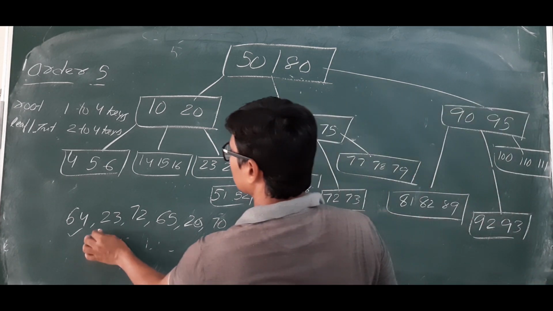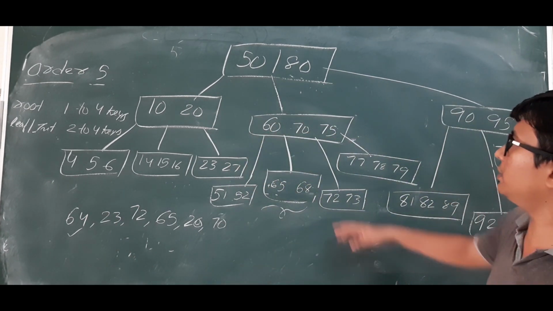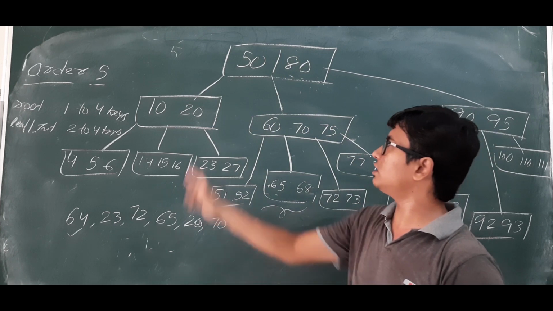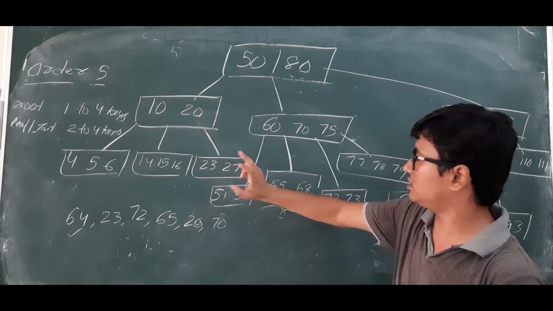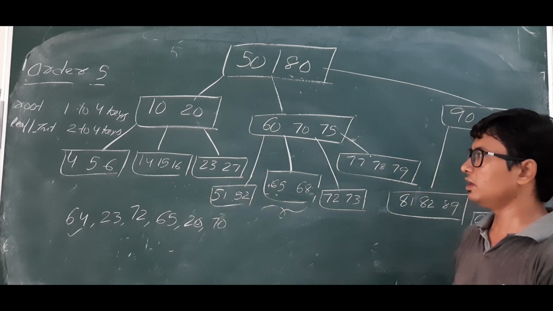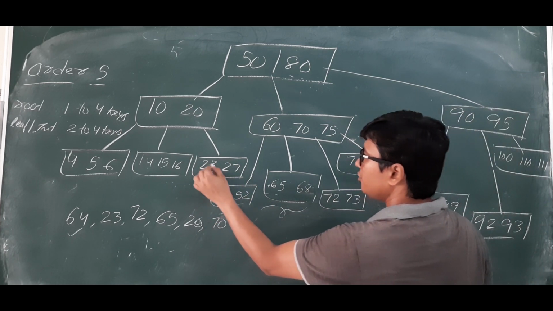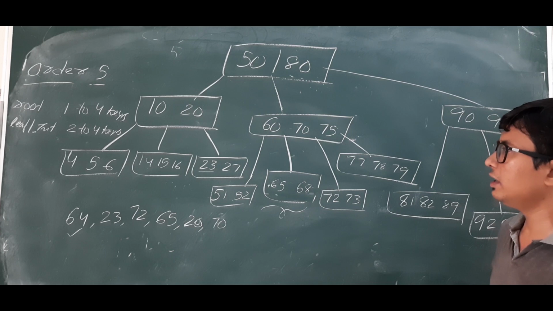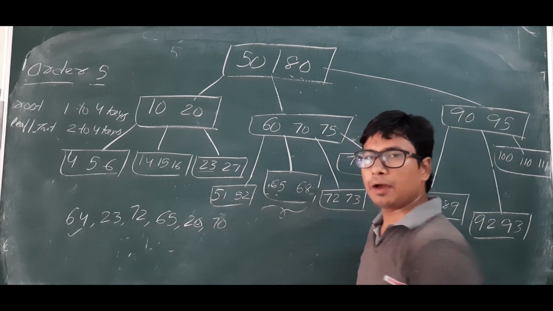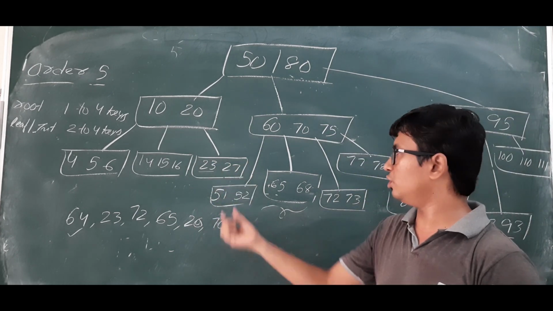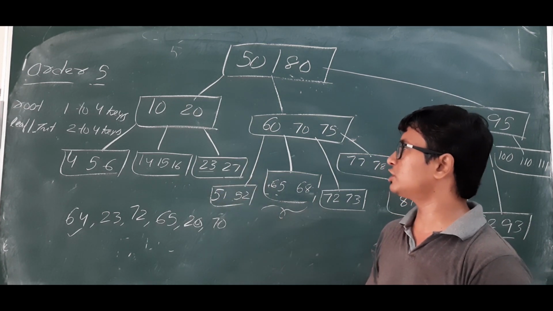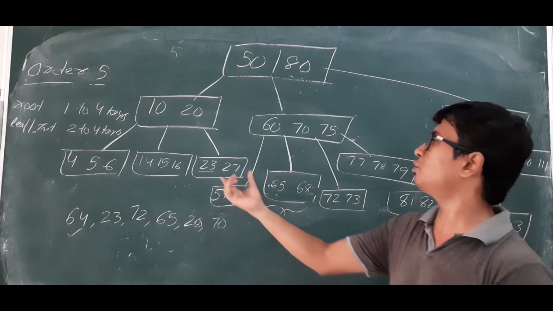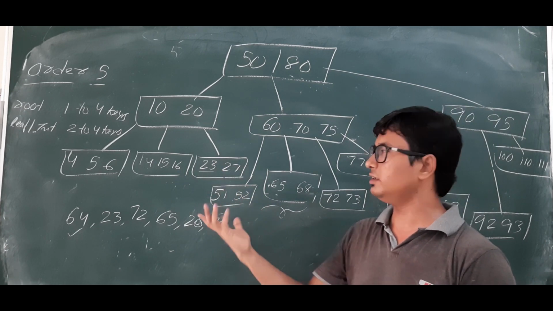Next I want to delete 23. Where will 23 be? 23 is less than 50, so you come here. It is greater than 20, so you search here. Now 23 is there. If I want to delete 23, what will happen if I delete it? It will have one key element only, which is 27. So what is this case? We cannot delete 23 directly like this.